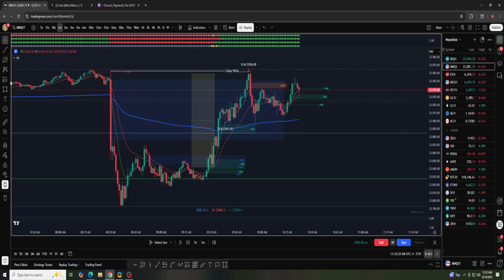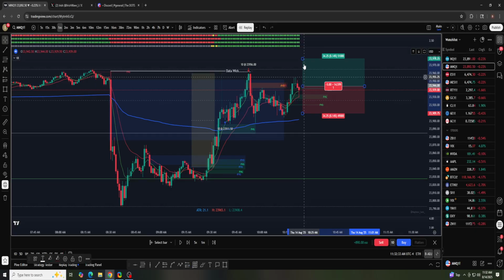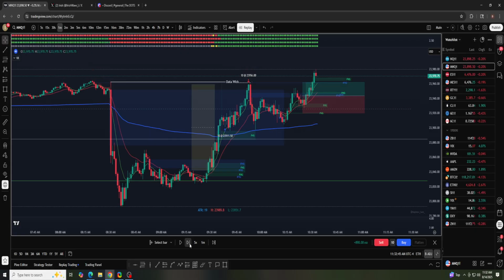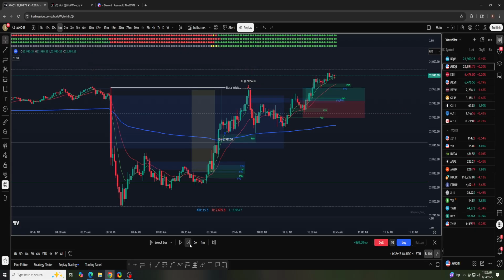This breakout of this candle to initial balance high, and the data wick was the setup. So ATR was about 20 points for some wiggle room. So there we go. And price ended up going higher.